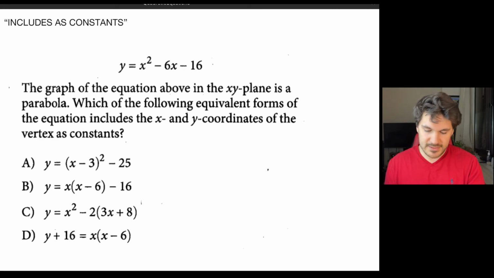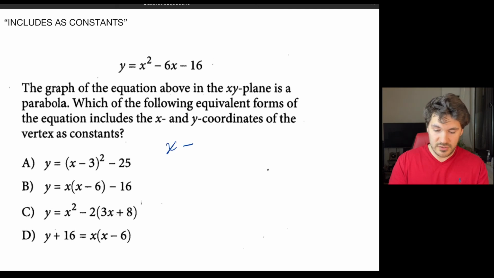Which of the following equivalent forms of the equation includes the x and y coordinates of the vertex as constants? This part, "includes as constants," confuses people. This just literally means, which equation has the values of the x and the y coordinates of the vertex. That's it. Simple, right? So the x coordinate of the vertex is going to be negative b over 2a.